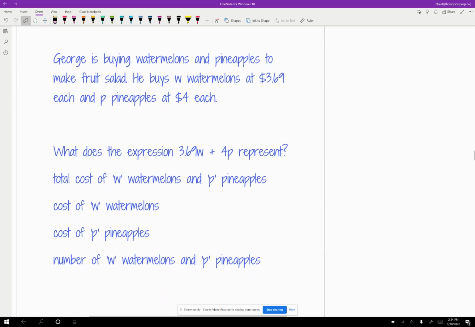So I'm going to let you try to break this one down. George is buying watermelons and pineapples to make fruit salad. He wants to buy W amount of watermelons at $3.69 each. And he's going to buy P number of pineapples at $4 each. So here is my expression, 3.69W plus 4P. And I want to know which of these options does that expression represent? Again, it's the total cost of both the watermelons and the pineapples all together.